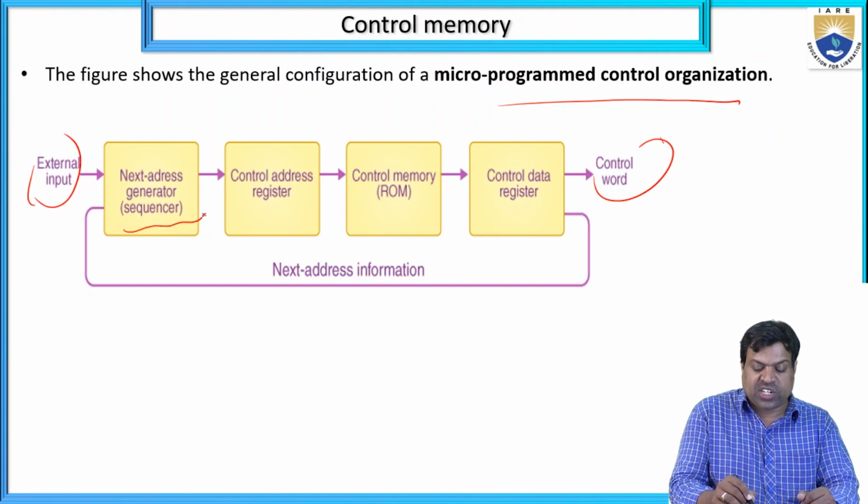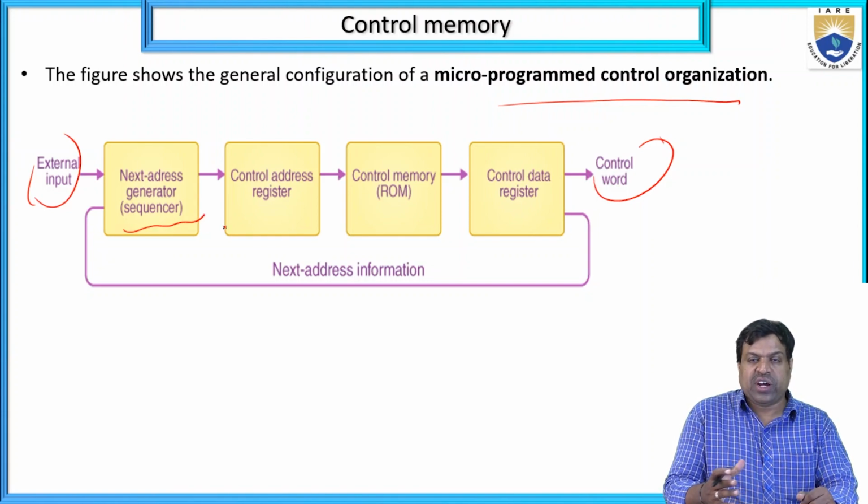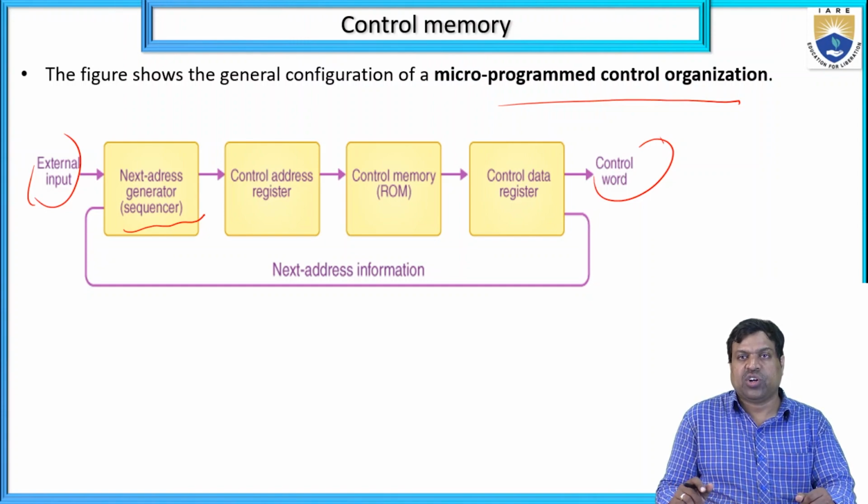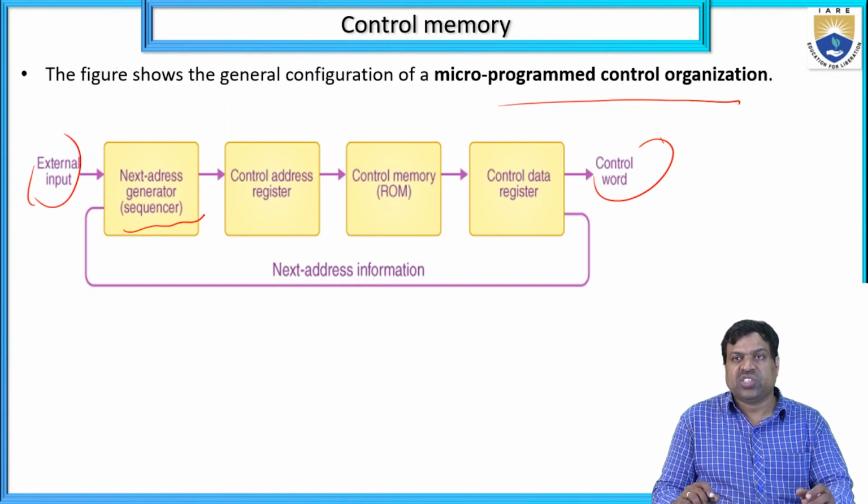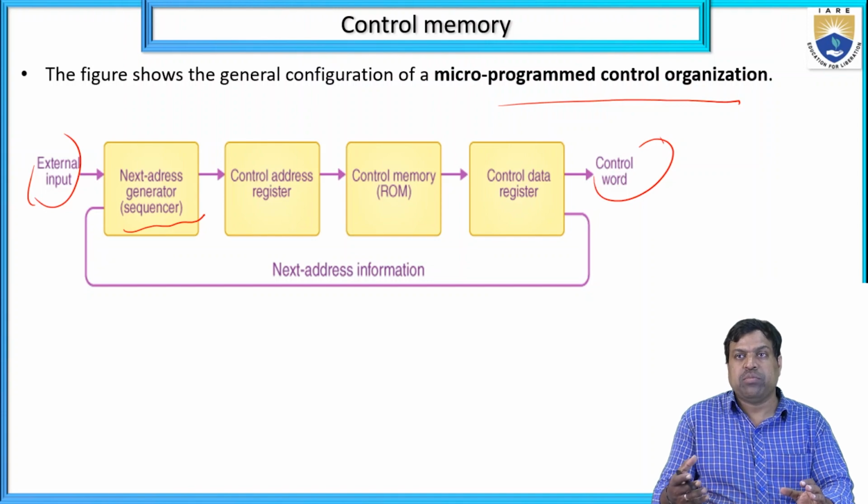The next address generator means the sequencer. It gives the information for the next value to the control address register. Control means it is controlling all the input data to transfer to the related memory, RAM or ROM. Here I am transferring to the ROM, the control memory. It is then transferred to the control data register. Control data register means, shall we get any output from it?